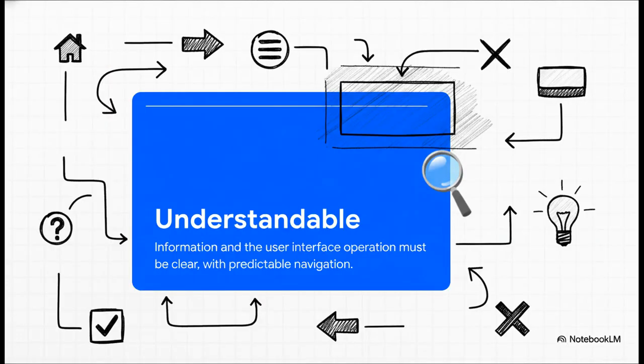Then we have U for understandable. And I know, it sounds obvious, right? But you'd be surprised. Is the language clear? Is the navigation consistent from page to page? If people have to stop and guess what a button is going to do, well, you're not meeting this principle. It's all about making things clear and predictable.